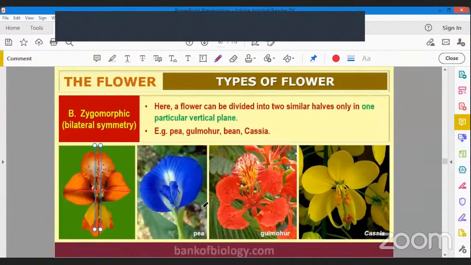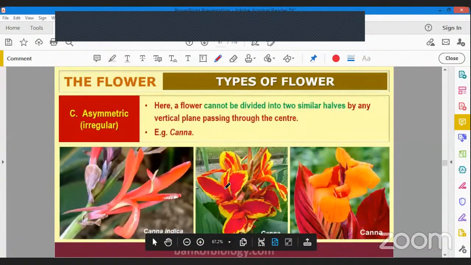Then now we go to asymmetrical flowers. What are asymmetrical flowers? It cannot be divided into two similar halves by any vertical plane passing through them. However you cut, two similar halves do not come. That is called as asymmetrical flower.